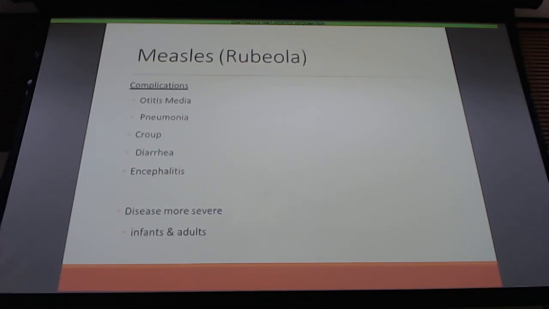Complications: otitis media, pneumonia, croup, okay. And the disease is obviously more severe in infants and older people. One of the big things that really most folks don't really understand with the measles is that once it becomes systemic, and it starts attacking your body, it kills your B and T memory cells.